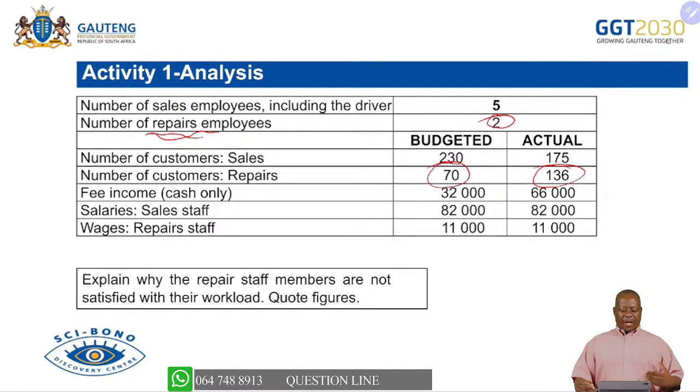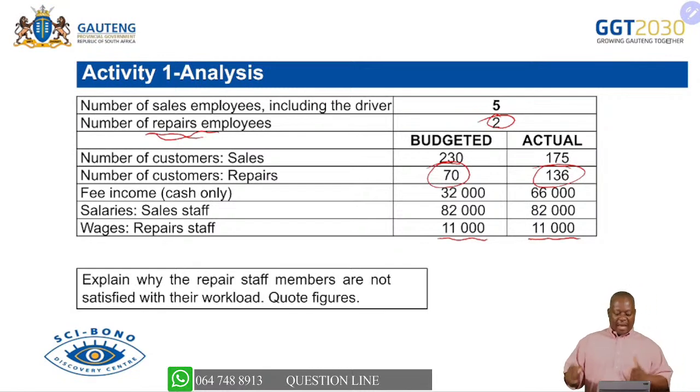Let's check what happened to their salaries now. They are budgeted to be paid how much? 11,000. And how much is it that they were paid? 11,000. These guys were never given even time to rest. They worked overtime and on overdrive all the time, and to be paid the same amount of salary. Do they deserve to be unhappy? Yes, I think they are justified for being unhappy.